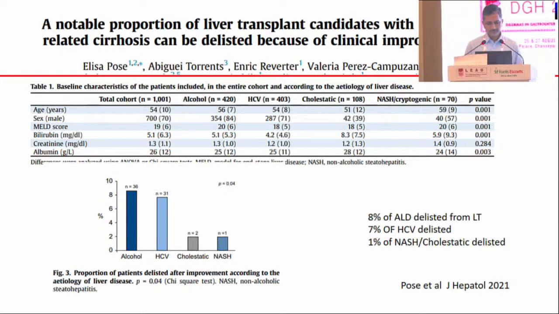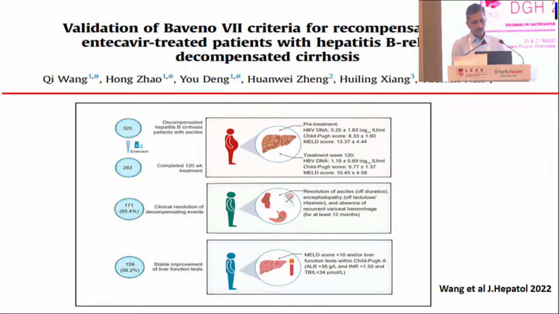This is the latest study from 2022, and these are patients who have hepatitis B and are successfully treated. All these patients had decompensated liver disease, about 320. They were all treated with entecavir. About 120 weeks of treatment was given and they were followed up. The baseline DNA was quite high, about 6 logs, the Child-Pugh score was 8, and the MELD score was about 14. Let us see at 120 weeks of treatment: about 283 of the patients, about 60%, are now compensated.